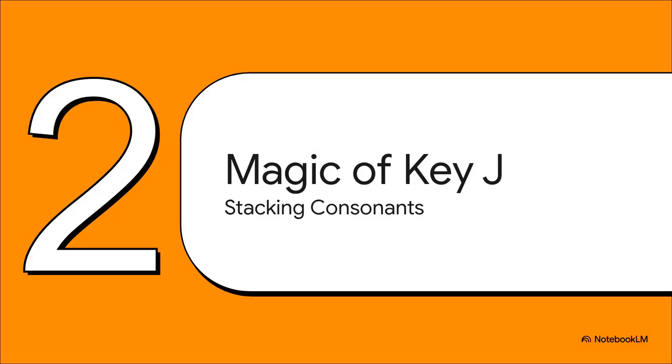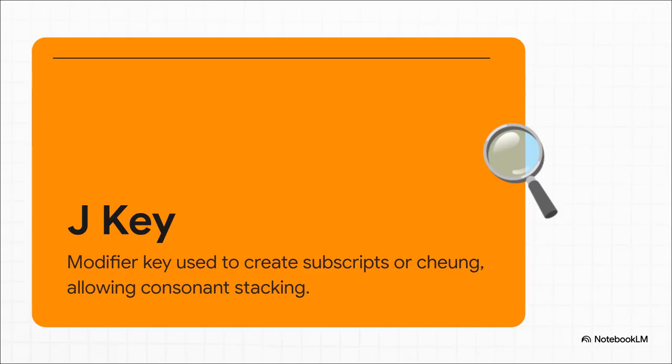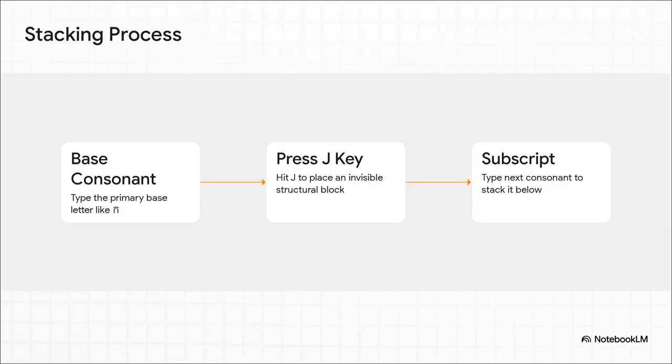Moving on to Section 2, the magic of key J and stacking consonants. All right, now we reach the most unique mechanical feature of this entire system. This is the crucial linking mechanism for Khmer typography. See, Khmer is a complex script where consonants don't just politely sit side by side. They stack. They have subscripts, which are often called the feet or chung of the letters. So how do you do that on a flat keyboard? The NiDA keyboard solves this digital challenge brilliantly with a single powerful keystroke. The J key is your specific modifier used to create these subscripts. It acts like a master link. It basically tells your computer, hey, hold on, don't put the next letter next to this one. Tuck it right underneath. Let's actually see how this builds in practice.